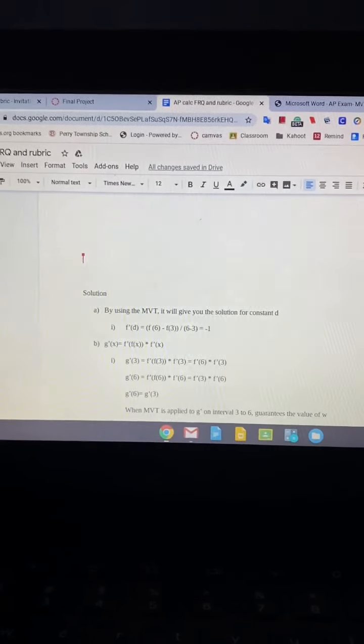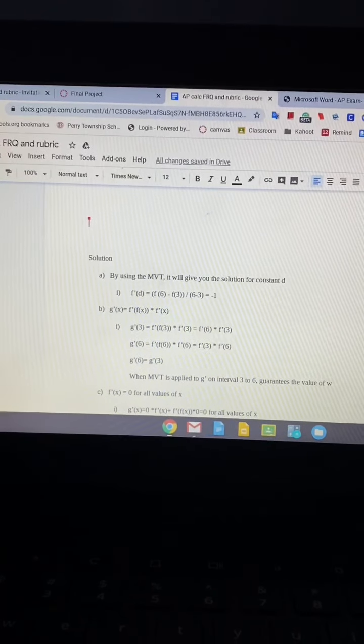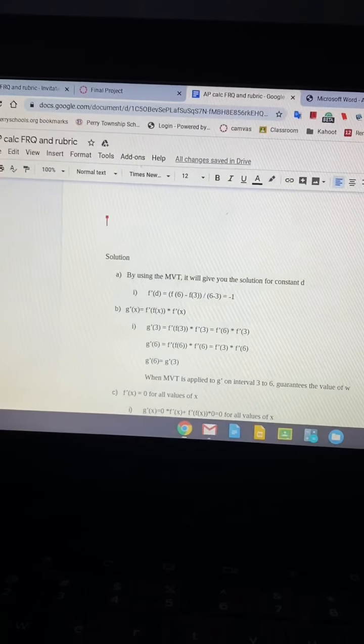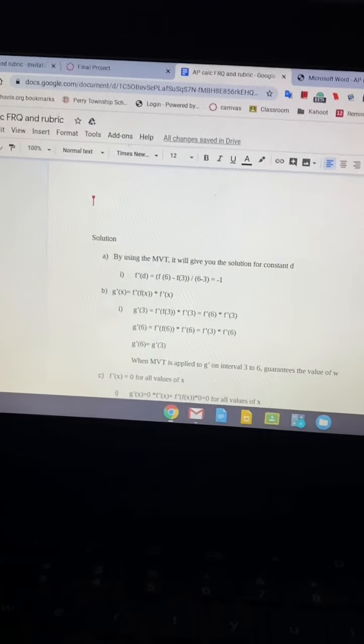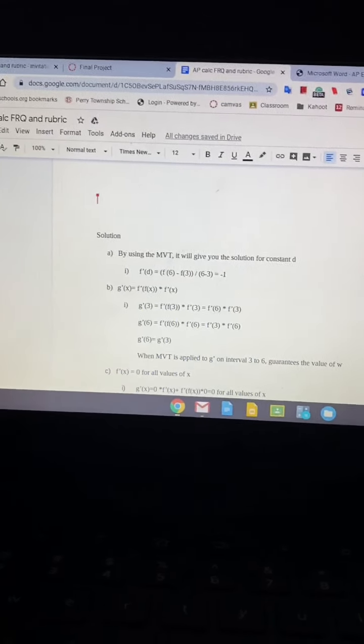Okay, for the solution to parts A and B, using the mean value theorem will give the solution for the constant d. f prime of d equals f of 6 minus f of 3, divided by 6 minus 3, which equals 3 minus 6 over 3, or -1.